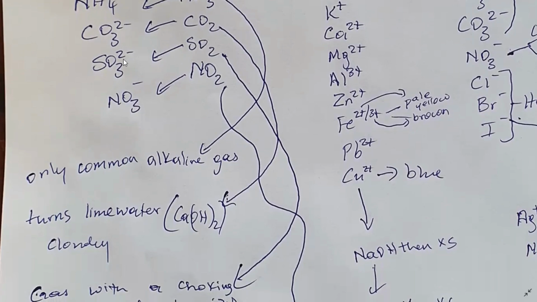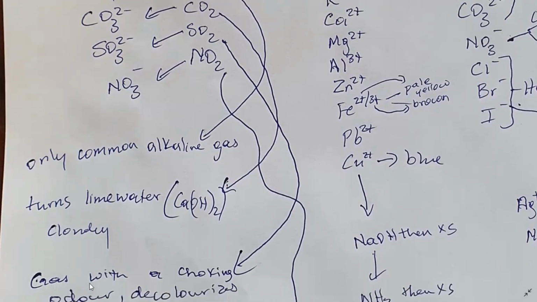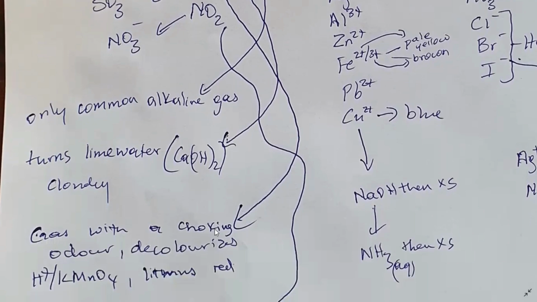Now, how do you know you have sulfur dioxide? Sulfur dioxide comes from the sulfite ion, and is a gas with a choking odor. There it is: a gas with a choking odor, and it decolorizes acidified potassium permanganate. It could also affect acidified dichromate as well. Well, not decolorize, but change it from orange to green. It will also turn blue litmus red, so that means it is an acidic gas. And of course, this is going to be damp litmus, because the gas needs to dissolve to form the acid.